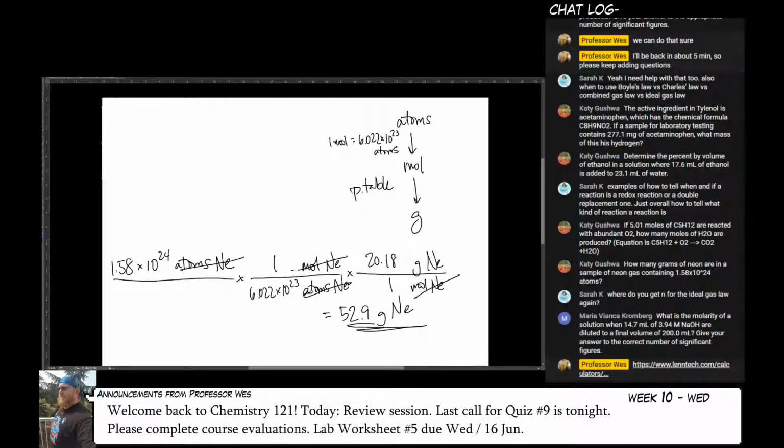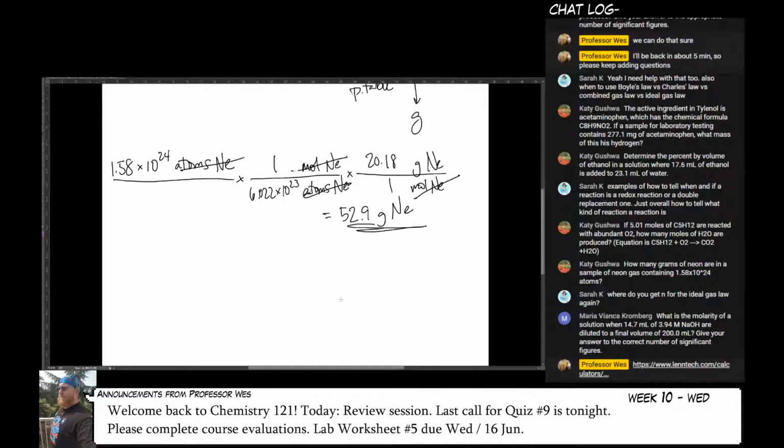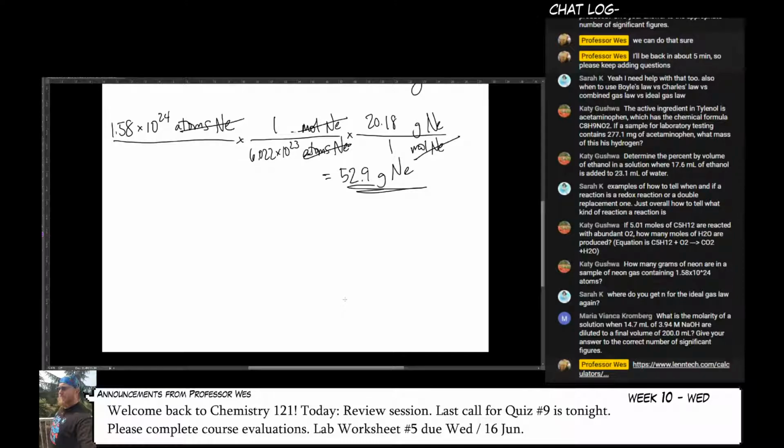All right, so the next problem, what's the molarity of the solution when 14.7 milliliters of 3.9 molar sodium hydroxide are diluted to a final volume of 200 milliliters? So, oh, oops, hold on. I did this yesterday for a different class, and they use a different formula for it. They use M instead of S.